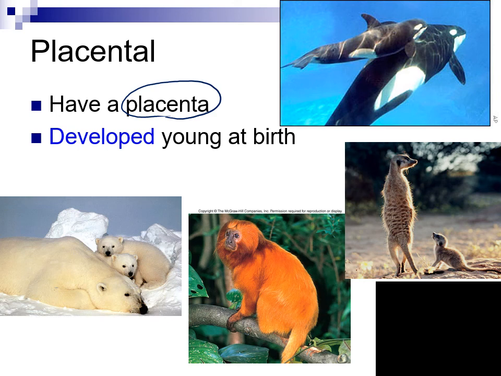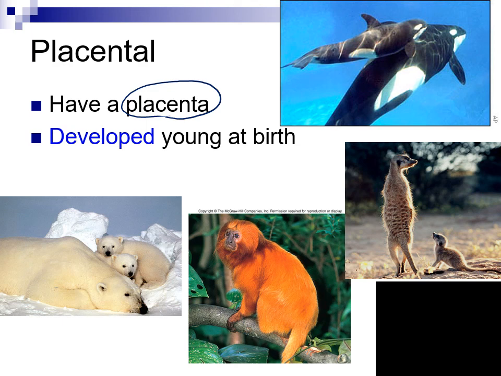Okay, so these animals, then the baby's developing within the uterus of the female, and so when the babies are born, they're developed. They're not like the marsupials. So their heart is ready to go, their lungs are ready to go, their kidneys are ready, their liver is ready, all of those things are ready to go. They're still babies, they have a lot of growth and development, but all of their systems are developed and ready to go. So examples, we looked at dolphins in one picture, but these killer whales are in that same category.